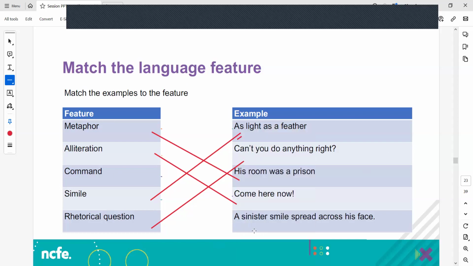That repeated S sound. I think I've pointed one to the wrong place, haven't I? Yeah, should be there. And then we've got alliteration. Good. So a sinister smile spread across his face. So we've got that repeated S sound. Well done.